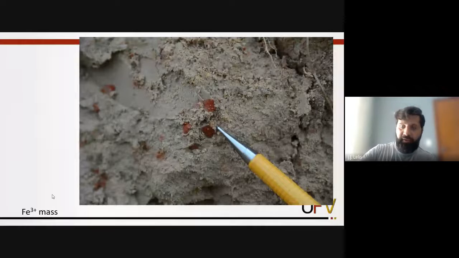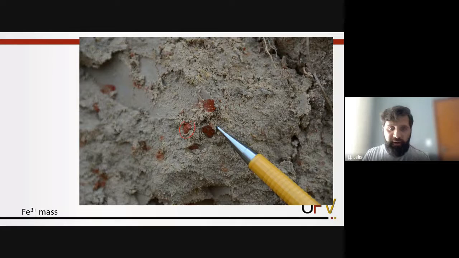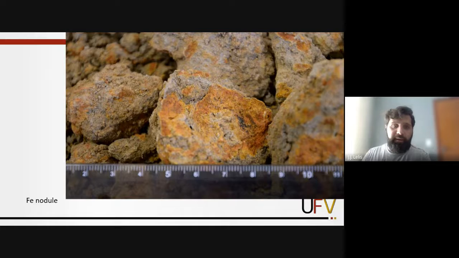We can also find these concentrations, this ferric concentration of iron, okay? So we can see a gray color of the matrix and these reddish dots, these red dots that represent an iron concentration, okay? And we can see cemented materials like this one.